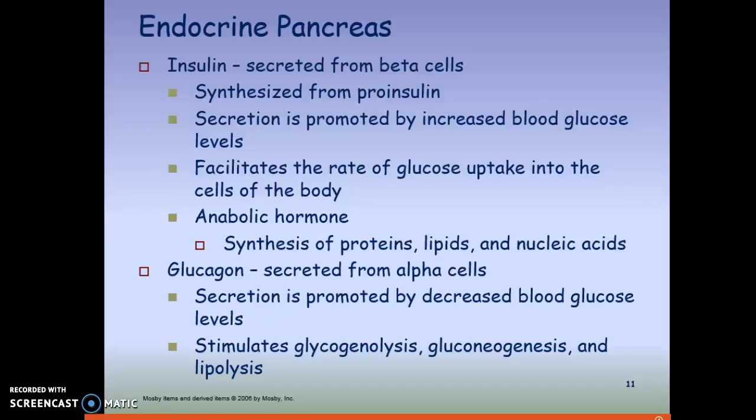Secretion of glucagon is promoted by decreased blood glucose levels, and glucagon functions mainly in the liver, and its function is to increase blood glucose levels. It stimulates glycogenolysis, gluconeogenesis, and lipolysis. Gluconeogenesis is the formation of glucose from non-carbohydrate molecules, such as lactate, pyruvate, amino acids, and glycerol. So if you can imagine, if you are not pulling in the proper amount of glucose, your body can then start utilizing other materials.